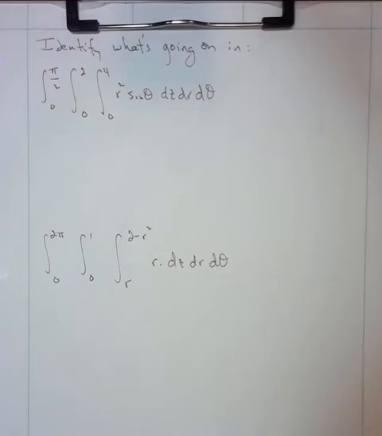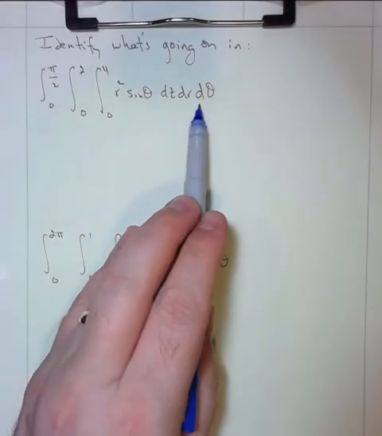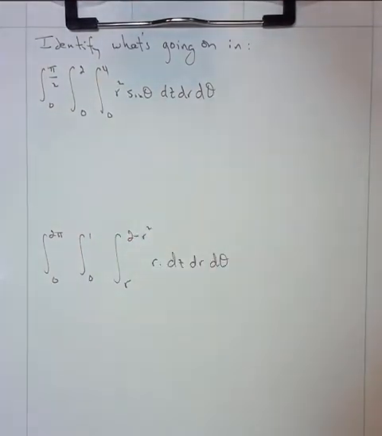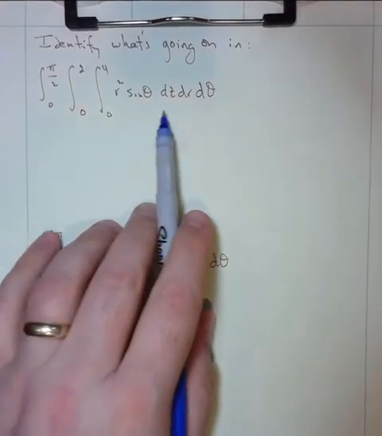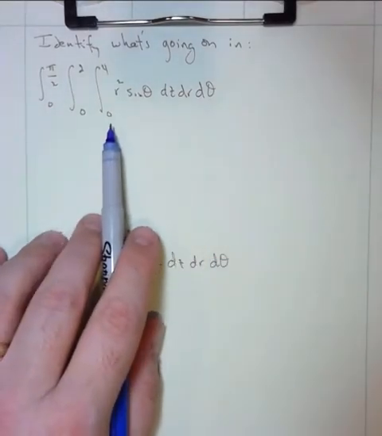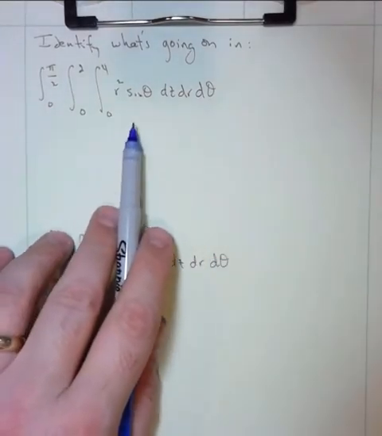So these first two are in a coordinate system that is not rectangular, and even without me telling you what it is, you should be able to recognize it as cylindrical coordinates, because we have r, theta, and z as the primary variables, as opposed to x, y, and z, or rho, theta, and phi, right? So what's going on? What is this particular integral calculating? Well, let's break it down.